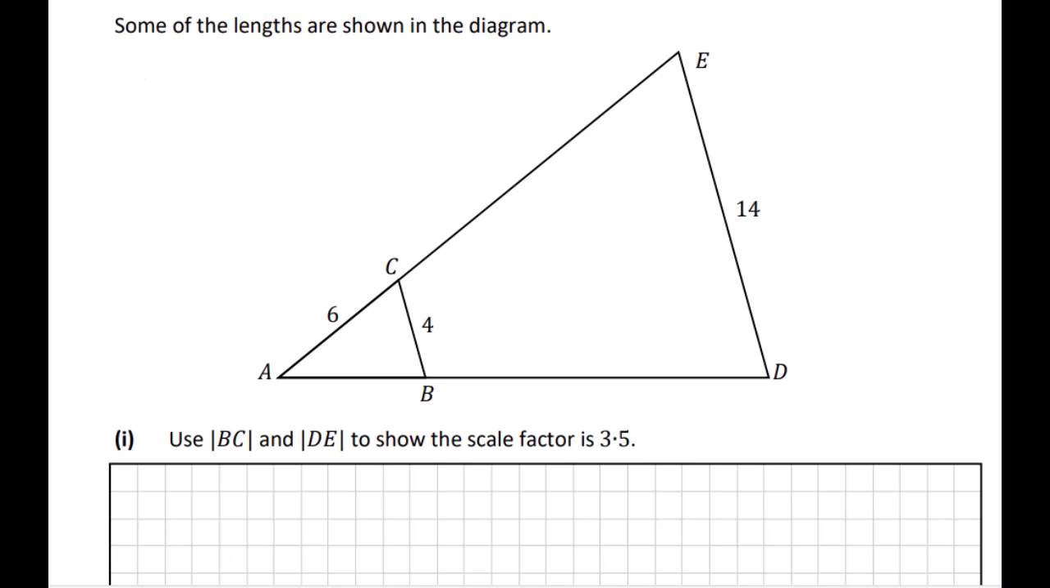So the scale factor is 3.5, so what that does is it scales up lengths by 3.5. In other words, if you multiply 4 by 3.5, you should get 14. They want us to prove that, or show that, the scale factor is 3.5. So what you would do there is just take 14 divided by 4, and that does in fact give you 3.5, which is our scale factor. So this is the length DE divided by the length BC. Okay, so that's that one. Let's go again.